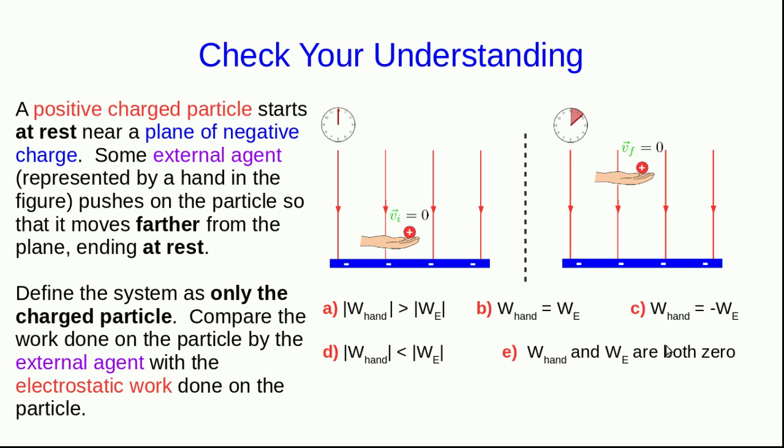So let's see how you're understanding this. Here's a positive charged particle starting at rest near a plane of negative charge, and some external agent. It doesn't have to be a hand. That's fairly unrealistic for a particle, but we're pushing this particle around somehow. So this external agent pushes the particle so that it moves farther from the plane and it ends at rest. And let's think about the relationship between the work done by the hand, or whatever this external agent is, and the electrostatic work.